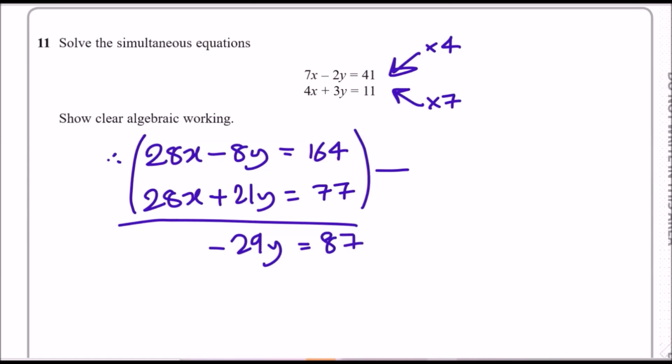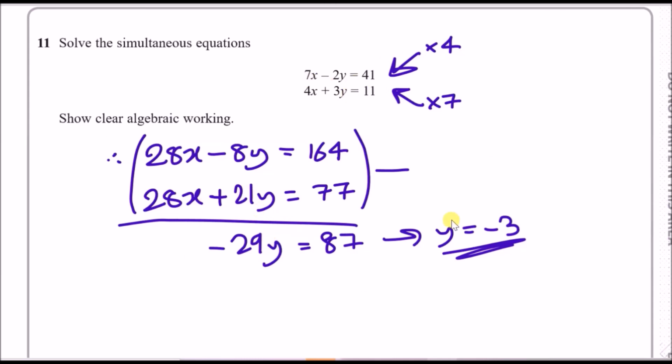And then to find y, all you need to do is just divide 87 by minus 29. And when you do that, you should get a y result of -3. Okay, that's not bad. Now, if you get one of the values, you can easily find the other value.